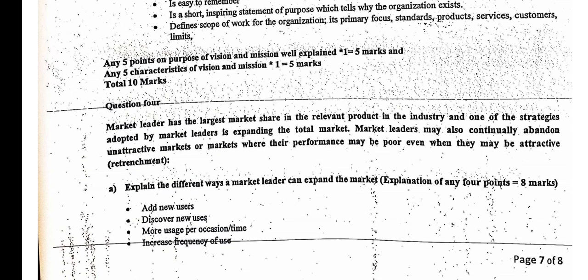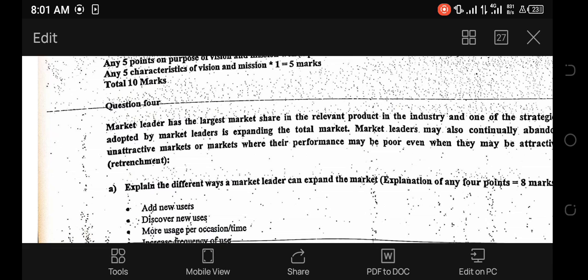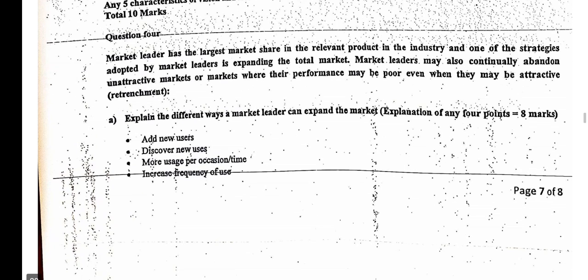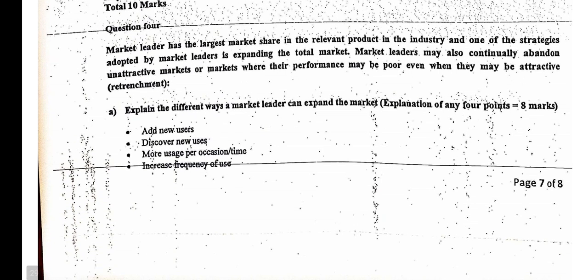Then question 4. It is saying a market leader has the largest market share in the relevant product in the industry, and one of the strategies adopted by a market leader is expanding the total market. Market leaders may continually abandon unattractive markets or markets where their performance may be poor even when they may be attractive, which is retrenchment. So they want you to explain the different ways a market leader can expand the market. So you give those different ways of expanding the markets.